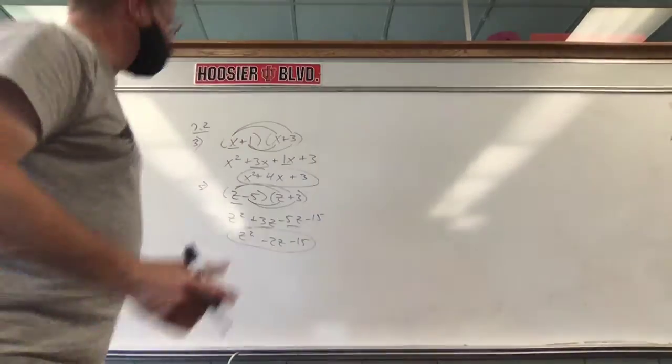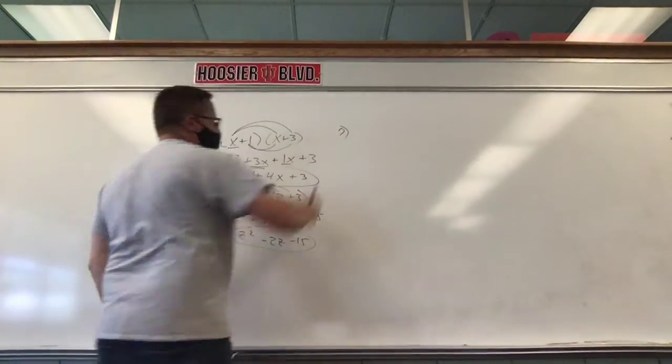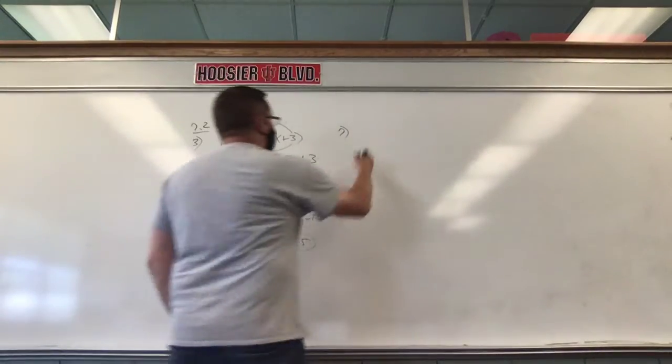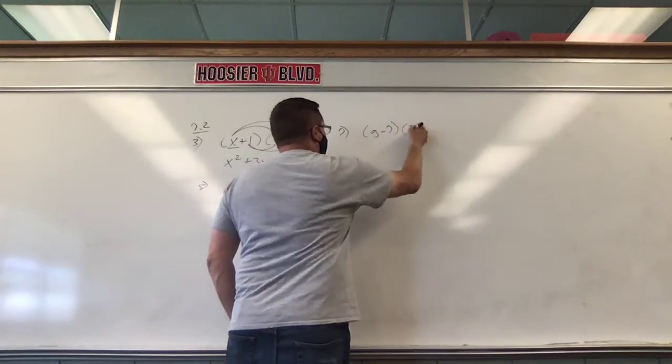So, and also, well, number 7. We'll talk about this when I put this problem up here. If I give you g minus 7, g minus 2. G minus 7 times g minus 2.